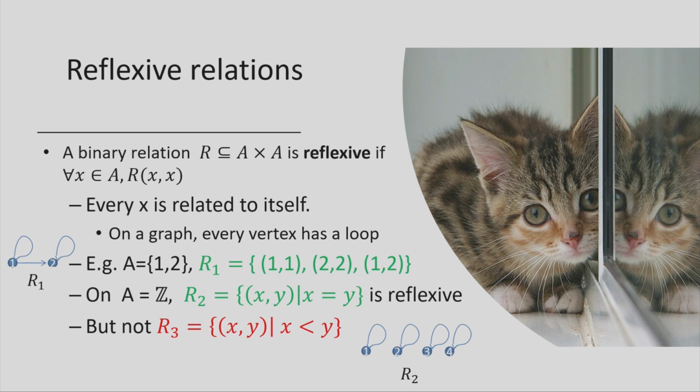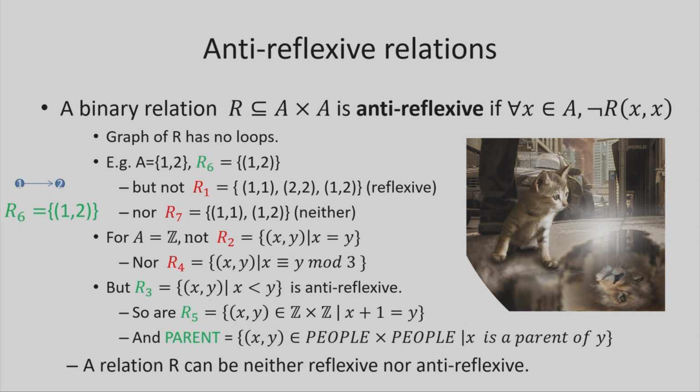But if you take x less than y, strictly less than y, that's not going to be reflexive. It's actually more than just not being reflexive, because here nothing relates to itself. We do have a name for that, an anti-reflexive relation. So a binary relation is anti-reflexive if none of the elements is related to itself. So you see, in both reflexive and anti-reflexive, we use a universal quantifier. We say everything is related to itself, or everything is not related to itself. Nothing is related to itself.